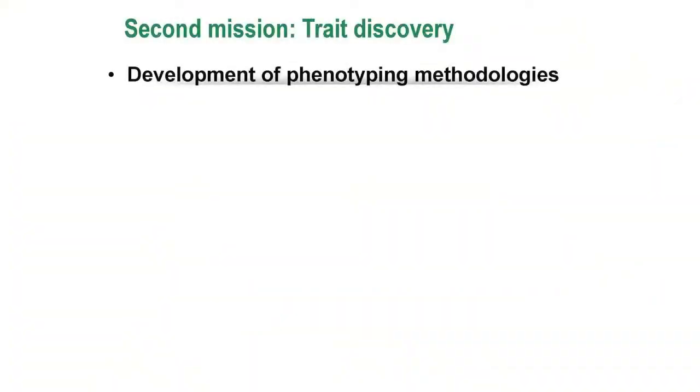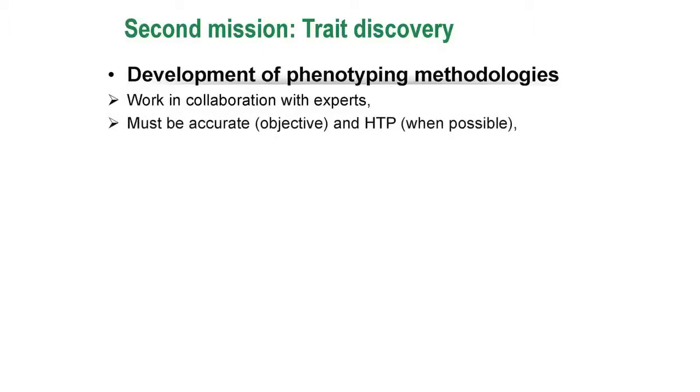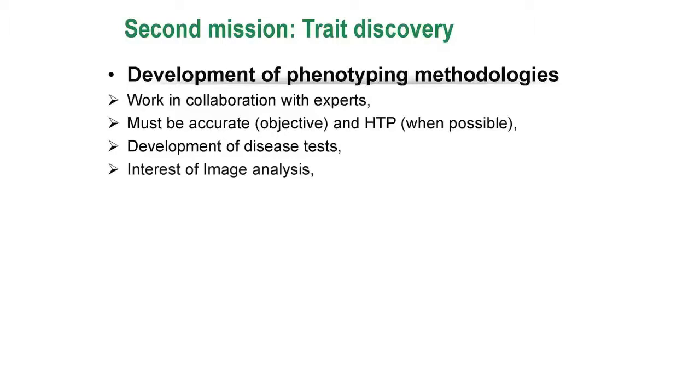One of the first steps for trait discovery is really the development of phenotyping methodologies. This work is done in collaboration with experts. I would mention two, typically the pathology teams, to help us develop accurate and high throughput methods when possible. For disease tests, this is not so much high throughput. And now we're also working more and more on image analysis to get all kinds of information around this. One other issue, I will show you some examples, is that we're also trying to characterize different biochemical compounds.